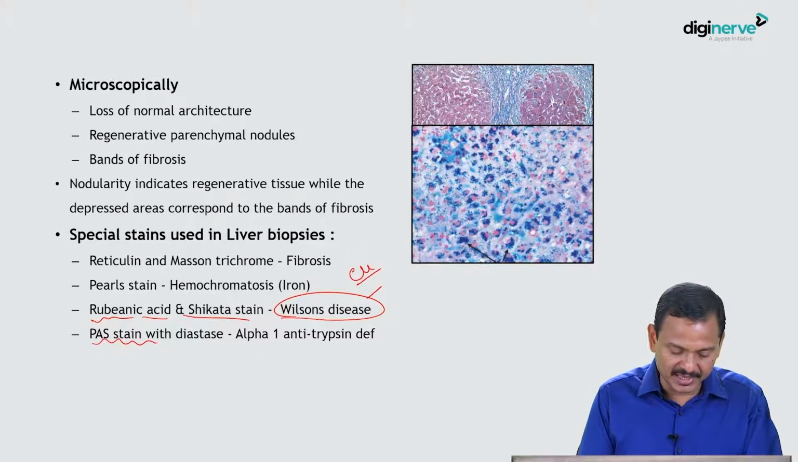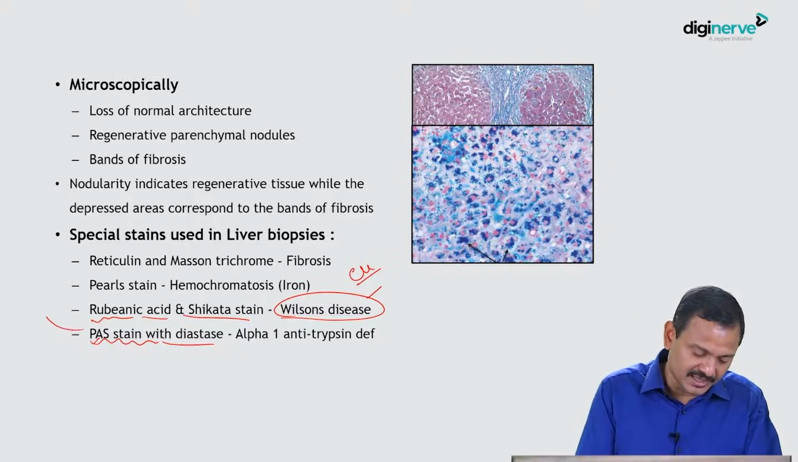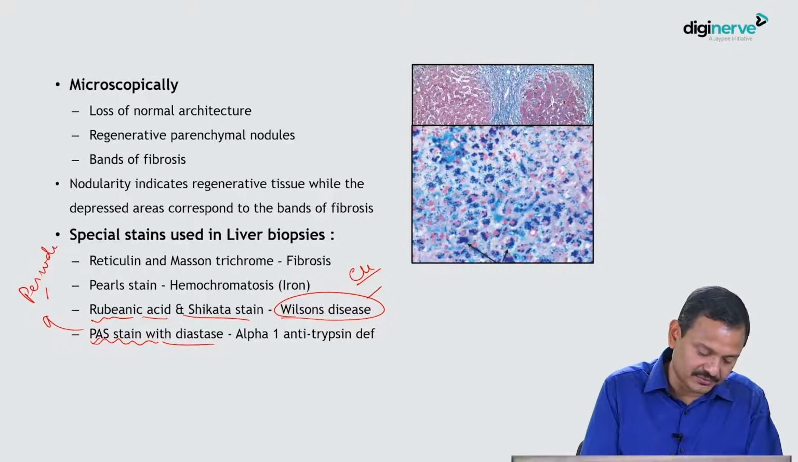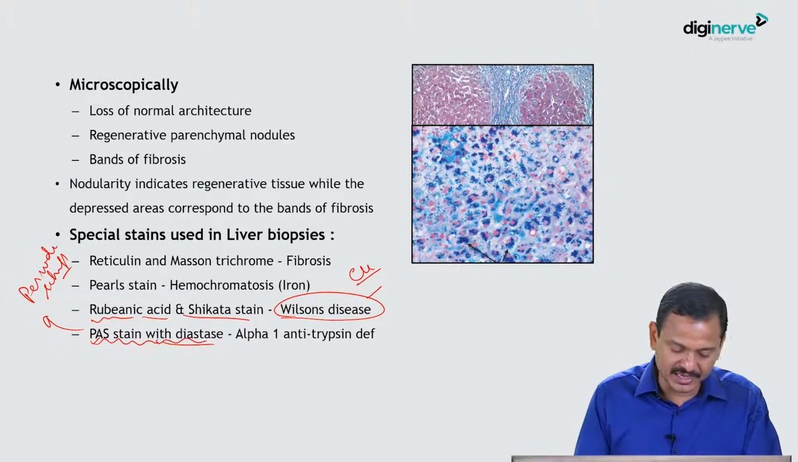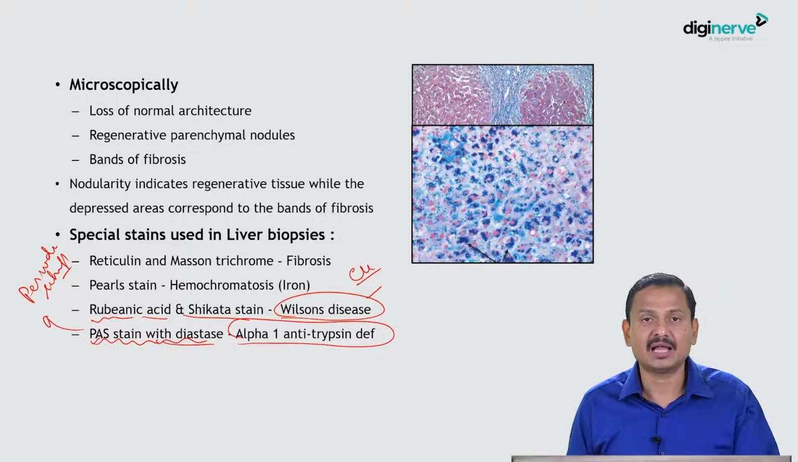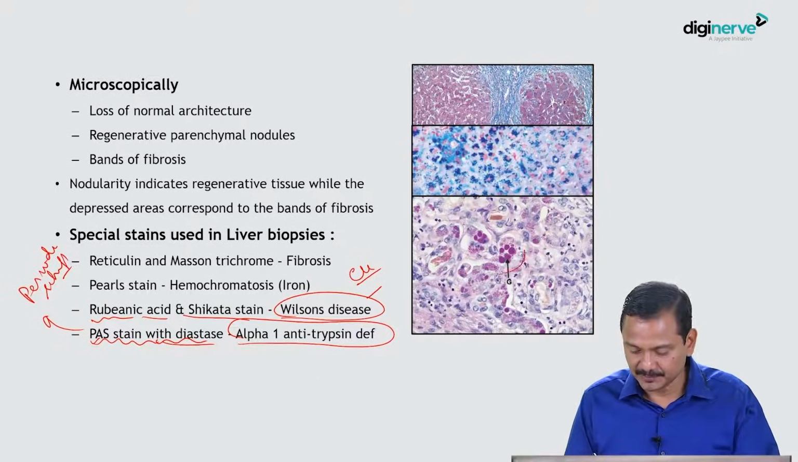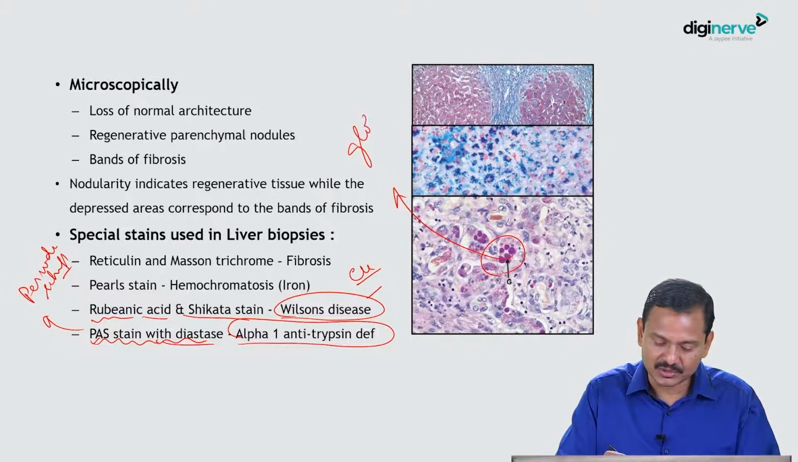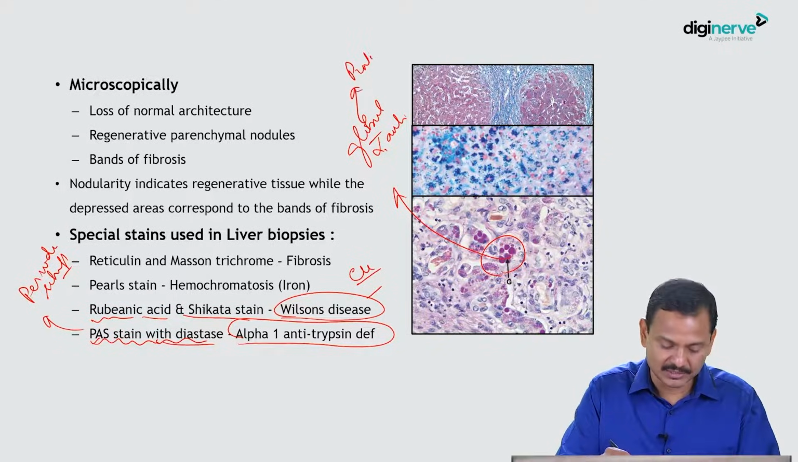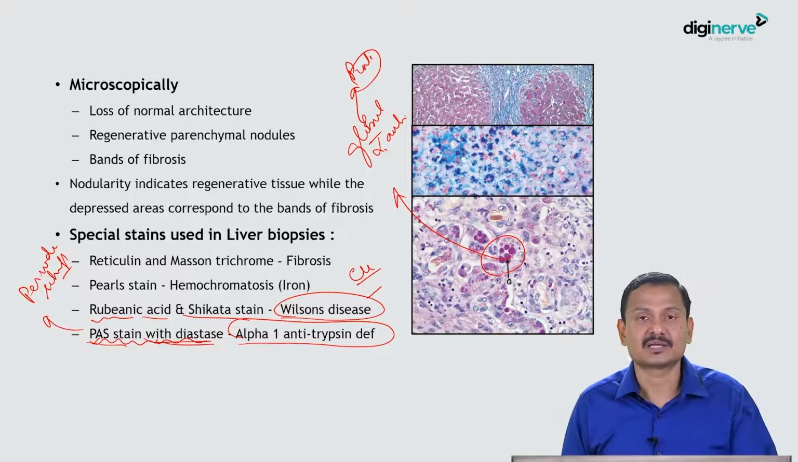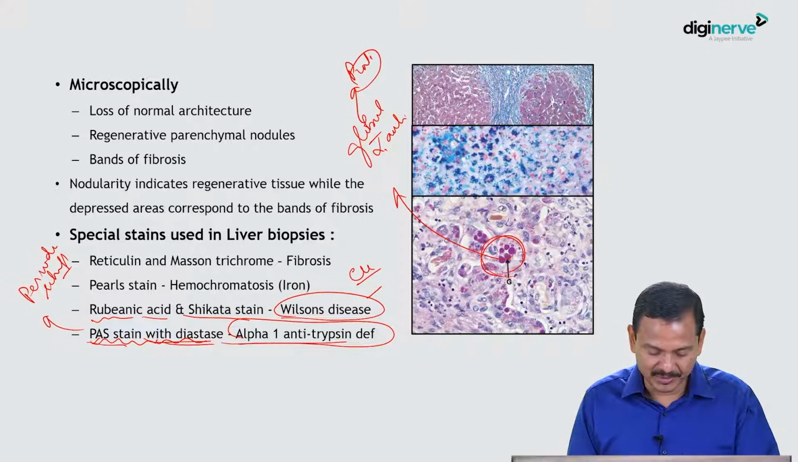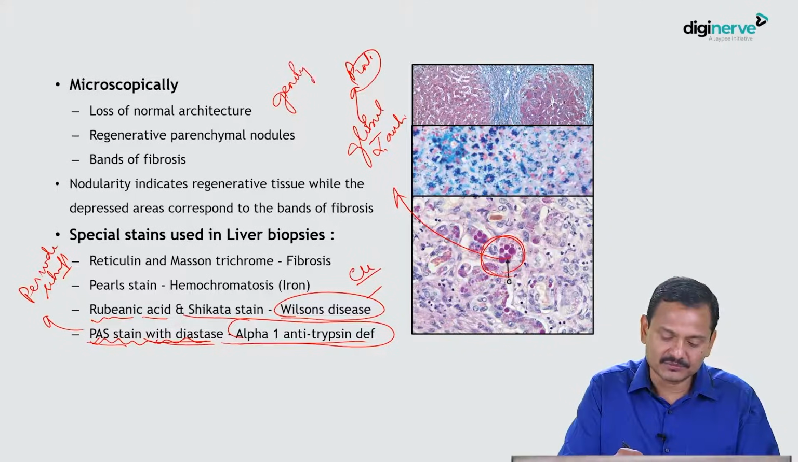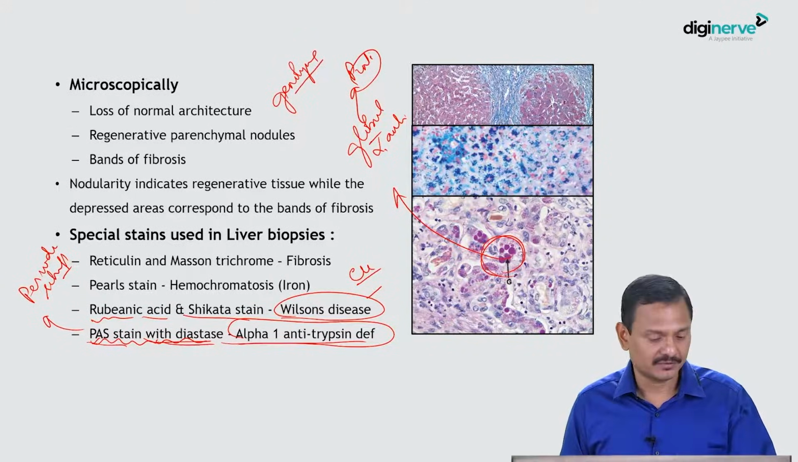The fourth is PAS stain with diastase. PAS is periodic acid-Schiff. PAS stain along with diastase will be positive in alpha 1 antitrypsin deficiency, and here you can see the globules of alpha 1 antitrypsin staining pink with a PAS stain with diastase. So if you find these globules, we can suspect that the patient may have alpha 1 antitrypsin deficiency. Then genotyping can be done to confirm the exact etiological factor.